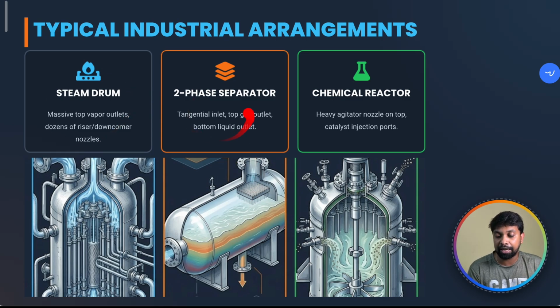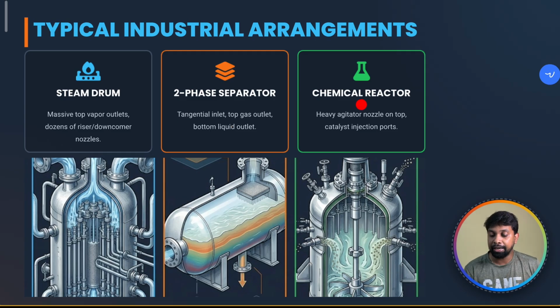In the separators we can see the tangential inlet, and in reactors you can see a heavy agitator in the top, and more nozzles connected on the side, top, bottom, everywhere, because a huge process takes place inside. That's why there will be 2 to 3 inlets, and 1 or 2 outlets, and there will also be drain, vent, level gauges, instrument nozzles, everything available on chemical reactors.